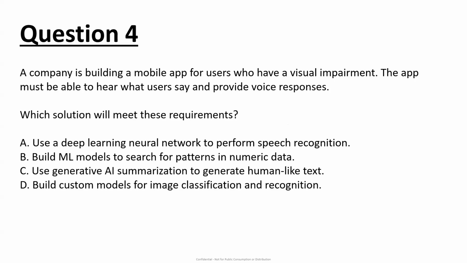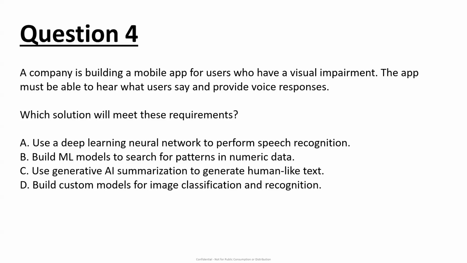Question 4. A company is building a mobile app for users who have a visual impairment. The app must be able to hear what users say and provide voice responses. Which solution will meet these requirements? A. Use a deep learning neural network to perform speech recognition. B. Build ML models to search for patterns in numeric data. C. Use generative AI summarization to generate human-like text. D. Build custom models for image classification and recognition.